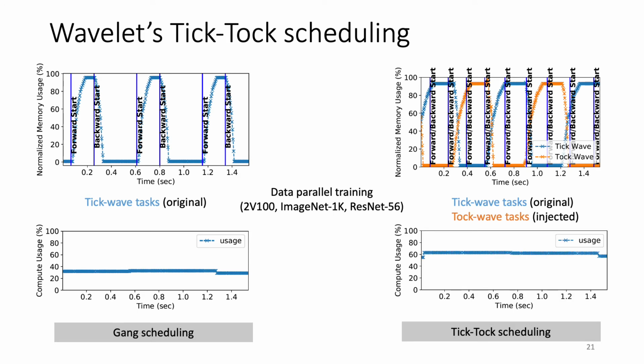Thus, by interleaving the peak memory usage between tick-wave training tasks and tock-wave training tasks, it can achieve near optimal on-device memory usage, as you can see in the upper right figure. Consequently, it also increases the computation usage from less than 40% to around 60%, as shown in the bottom figure on the right.